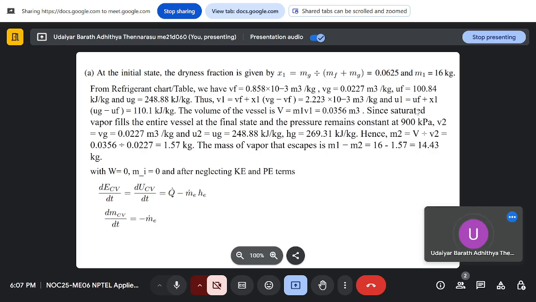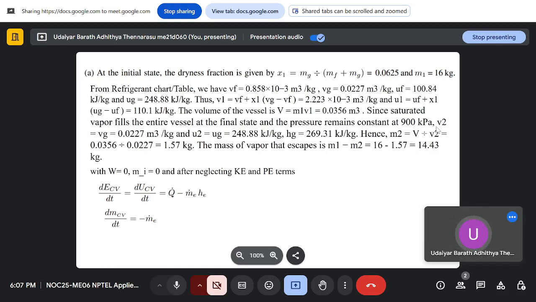So now since saturated vapor fills the entire vessel at the final state and the pressure remains constant at 900 kilopascal, we know the volume at state 2, and we know that it is fully vapor, there is not a single drop of liquid. So the cylinder contained is saturated vapor, and this is at 900 kilopascal.